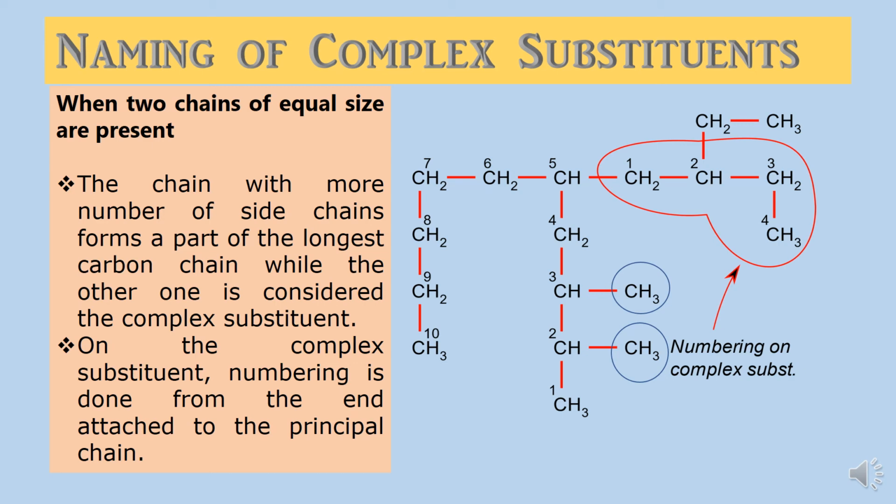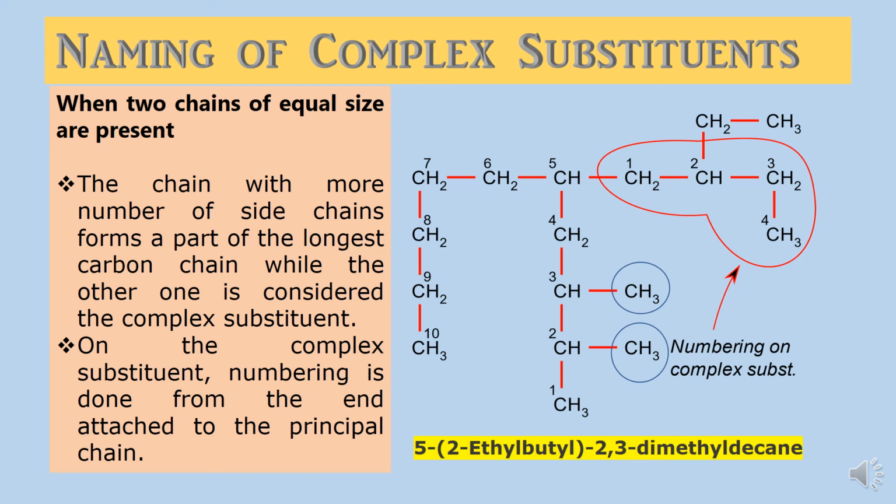It is of 10 carbon atoms containing 3 substituents attached at the 2nd, 3rd and 5th carbon atom. And here we have 2 methyl groups and 1 complex group present in this compound. So we need to select this chain having 3 substituents. And this compound can be named by giving the numbers to the complex substituent 1, 2, 3, 4.